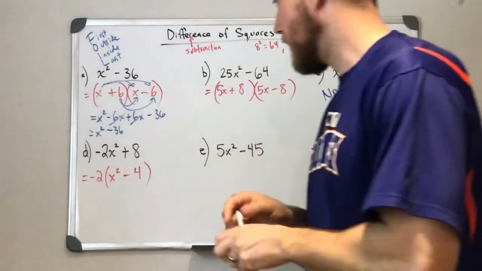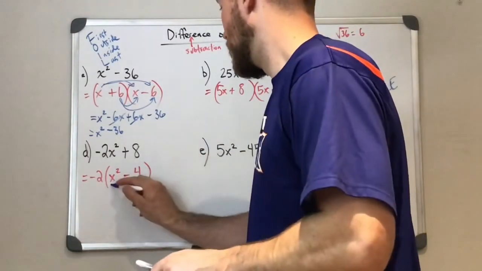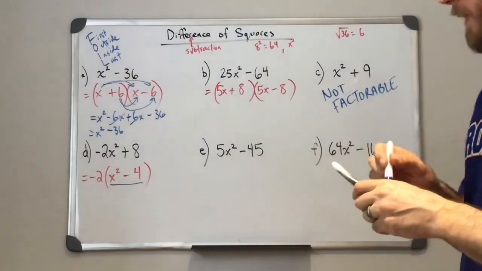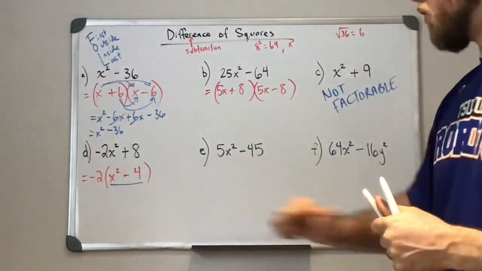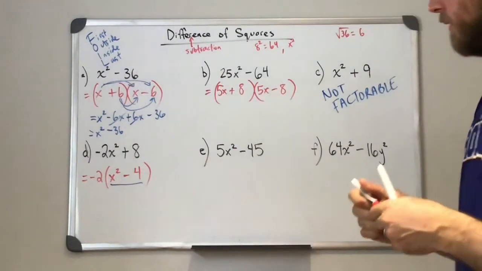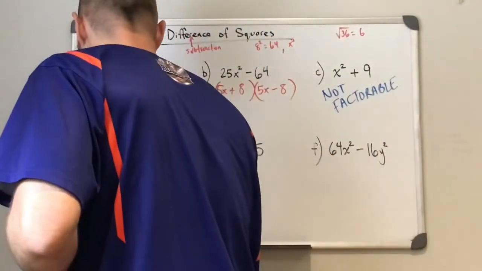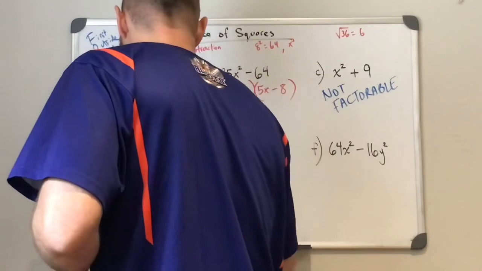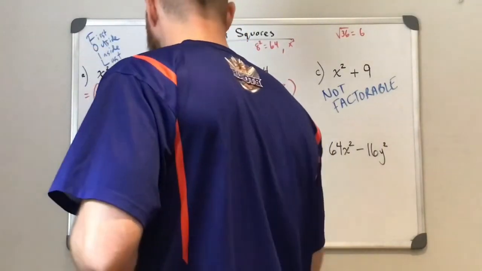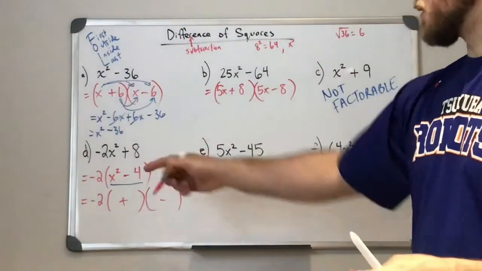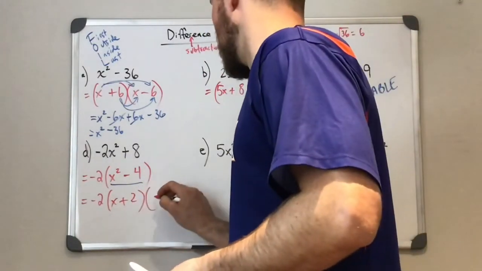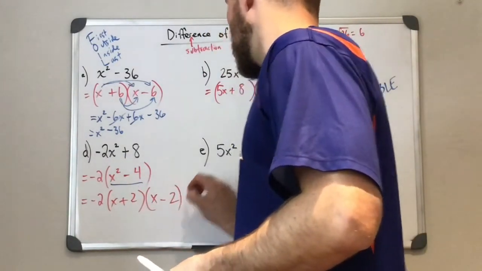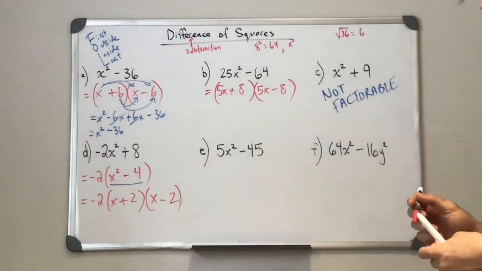From here, this is a difference of squares binomial, okay? So we can square root x squared, we can square root 4, there's a minus in the middle, so we'll write out that negative 2. We'll put our plus and our minus. The square root of x squared is x, the square root of 4 is 2. So we have x plus 2 and x minus 2.